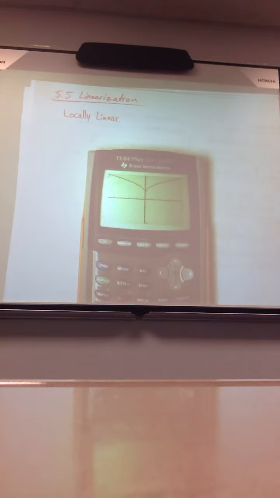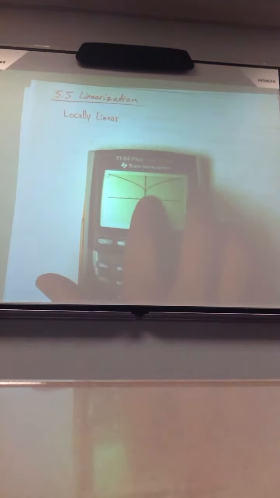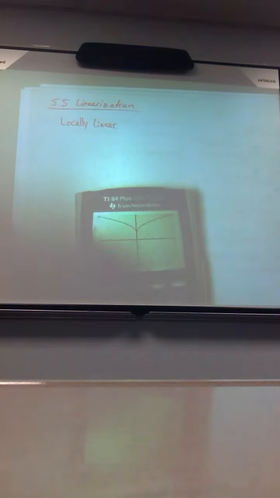It's a cusp. What do we know about that cusp? It is not differentiable at that point. That's what I was looking for. Remember that? You can't do derivatives at corners? Oh, yeah. But let's see if this function is in fact differentiable at x equals 0.